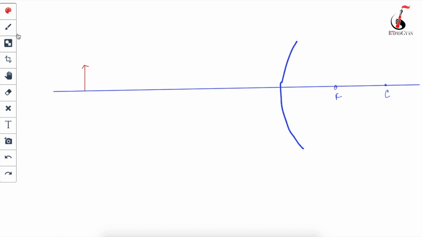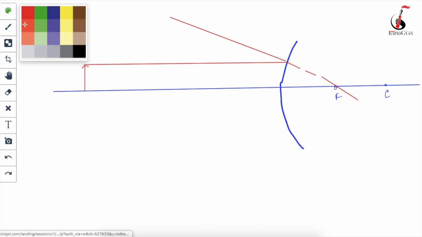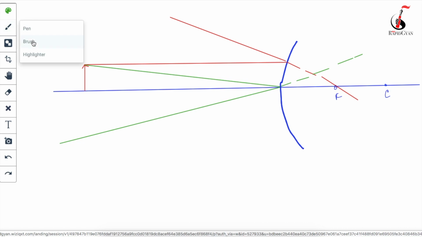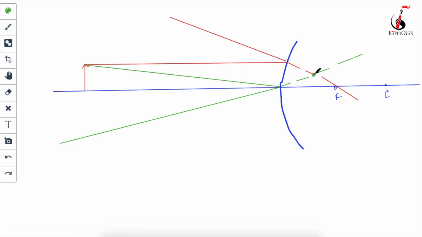If the first light ray goes parallel to the principal axis, after reflection it will go something like this, which if I extend, is going to pass through your principal focus. Let's take another light ray, something like this. After reflection it will go like this, and if I extend this, it is going to intersect somewhere here. So this is your intersection point, correct?